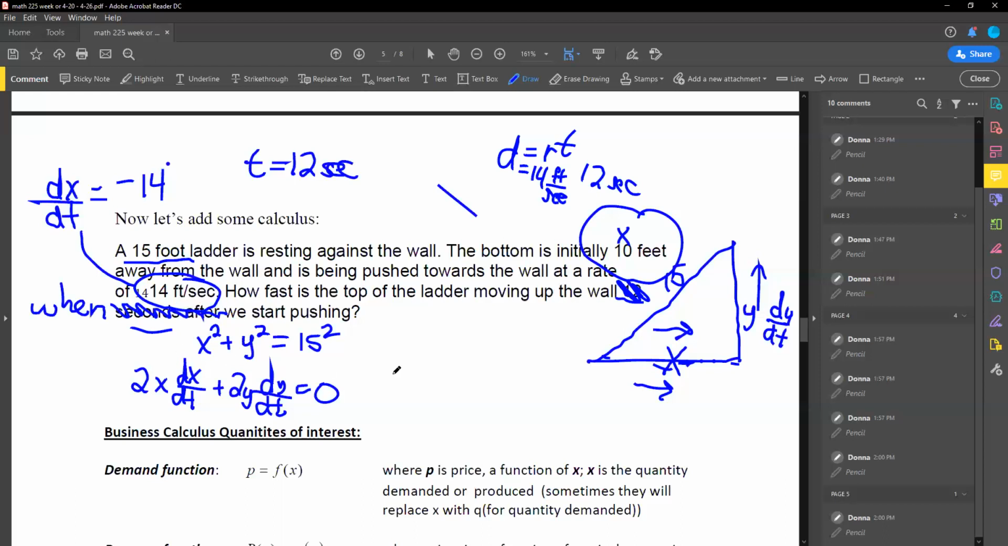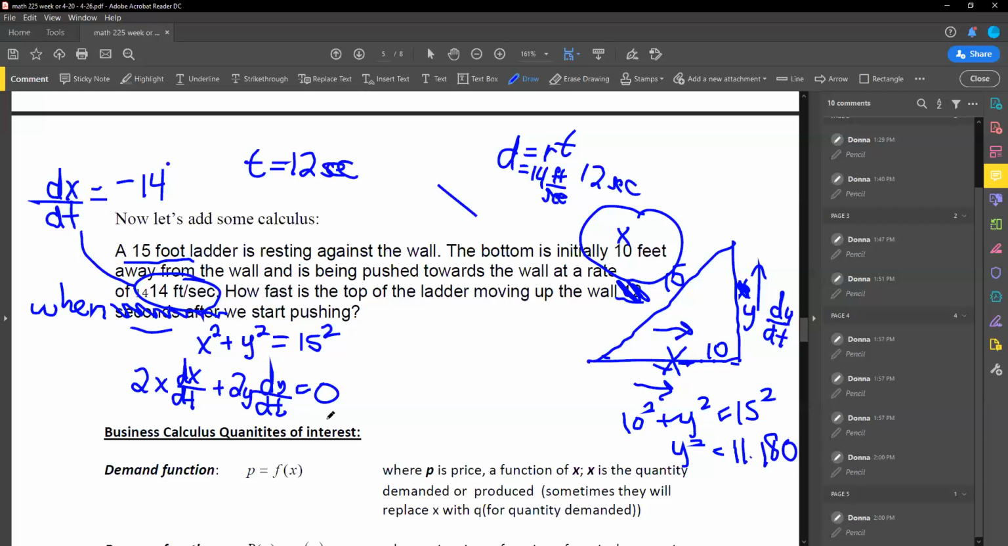Okay. So when we start pushing, they told you this was 10, right? And so I need to find this, but I can find this by Pythagorean theorem. So I'll call that y. I know that 10 squared plus y squared equals 15 squared. So y squared is 15 squared minus 10 squared, I get 125. So if I take the square root of that, I'm just going to solve for y. I get 11.180.